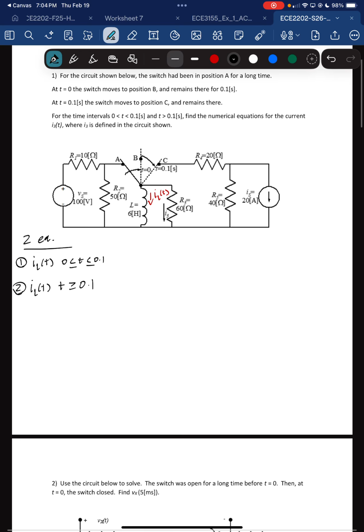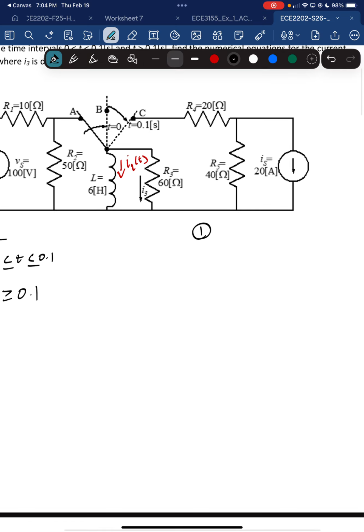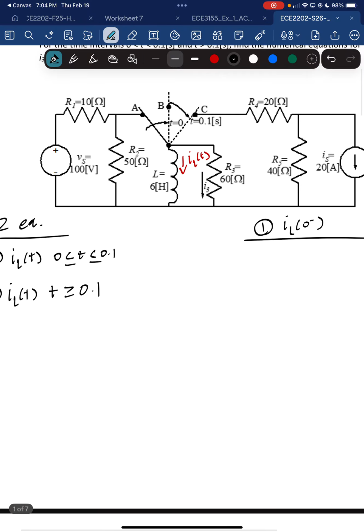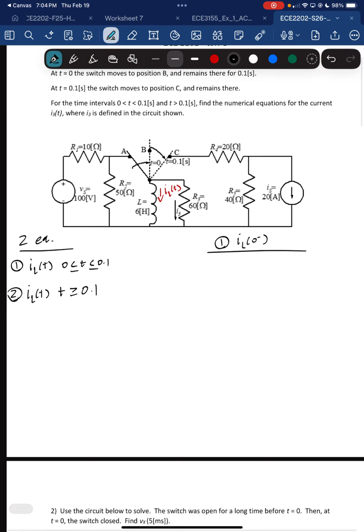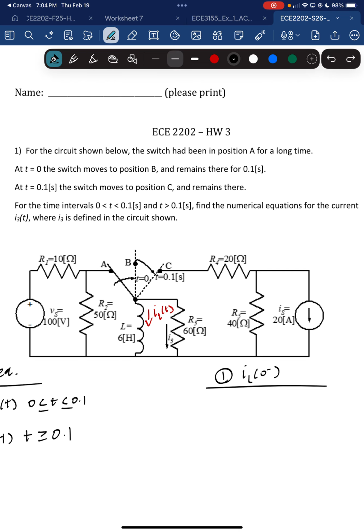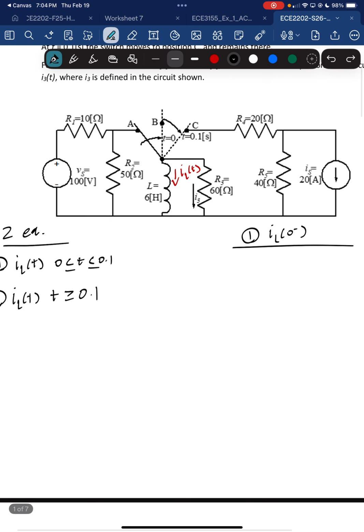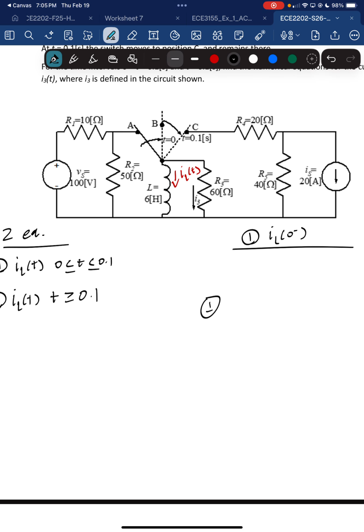What we do know is our initial condition, right? Step one is going to be to solve for IL of 0, or 0 minus, technically. So let's just draw the circuit with the switch in position A. Now, the problem tells us that the switch has been in position A for a long time, so we can write it to be in steady state, which means the inductor is going to become a short circuit.